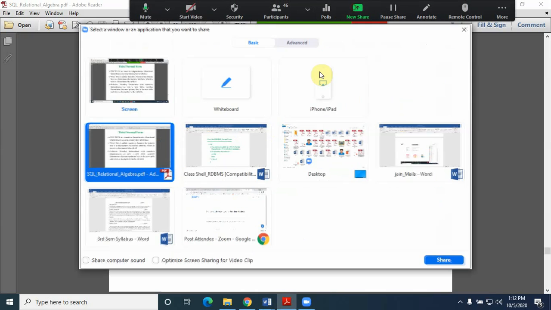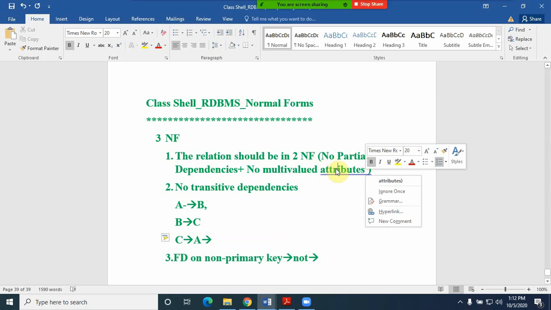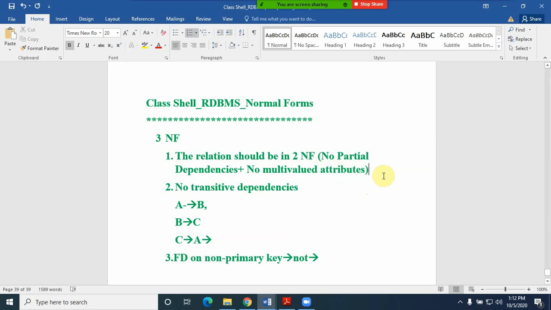Okay, so FDs observed on non-primary key attributes, functional dependencies on non-key attributes, should not be there. And we have to resolve that if you want to convert a particular table into third normal form. Anyhow, the basic requirement is that it should be in the second normal form.